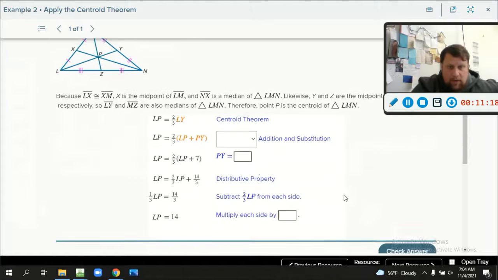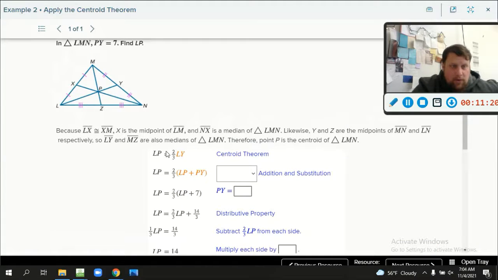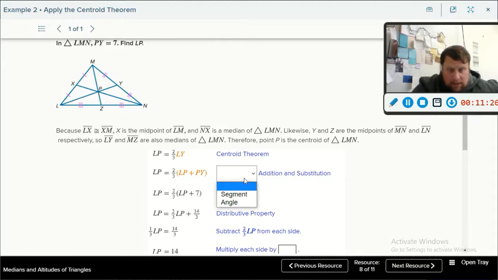Let's go ahead and look. First of all, it says LP equals 2/3 of LY. So we know that, okay? And we can say that because of, or 2/3 of LY. And we're going to change LY into LP plus PY. So we're just saying this entirety of LY is really the addition of LP plus PY.